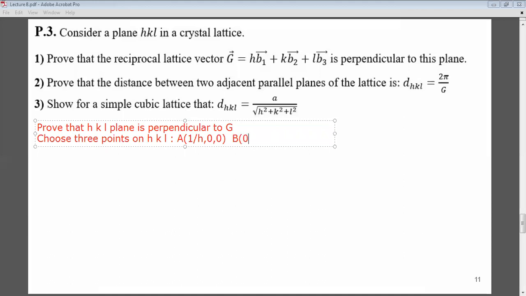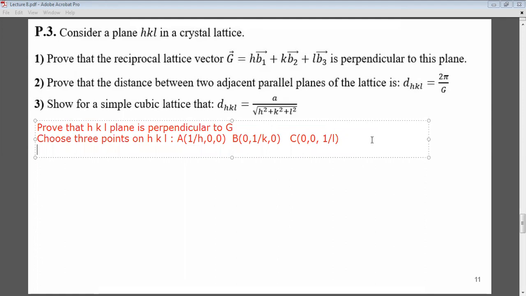Point B is (0, 1/k, 0), and point C is (0, 0, 1/l). Remember how we make these h, k, l: whatever points we have, we take the reciprocal to get hkl. So if you want to go back to the points, we take the reciprocal as well.